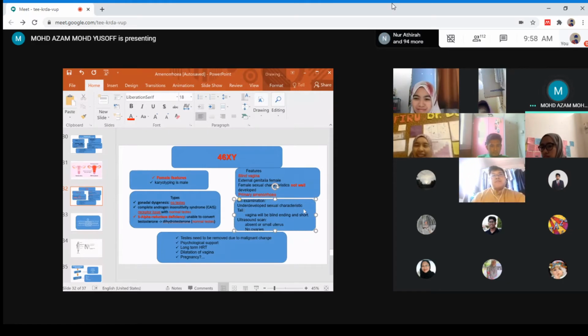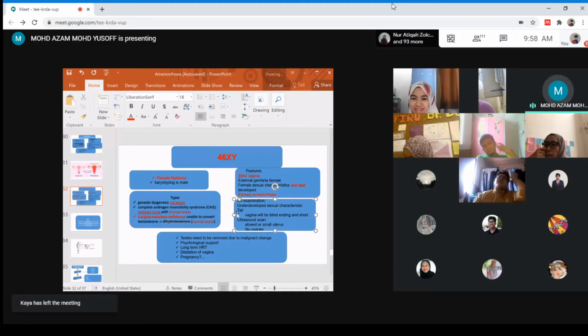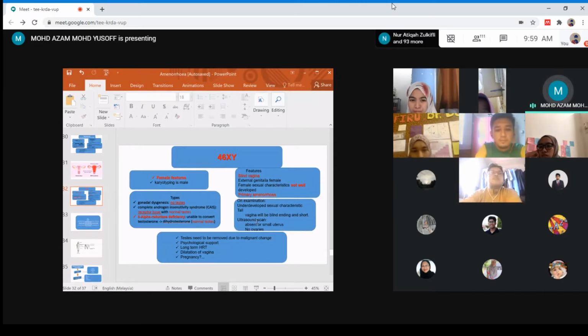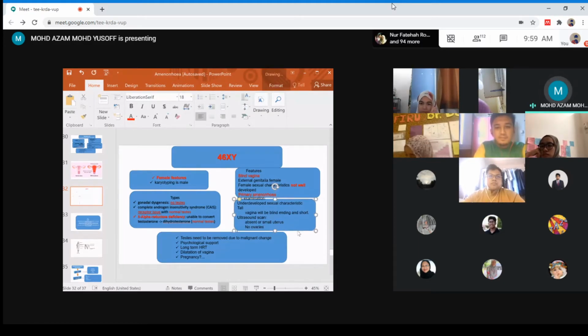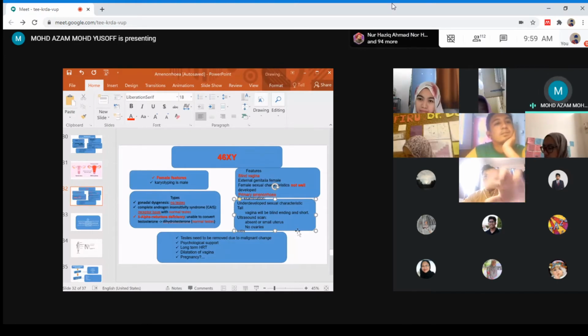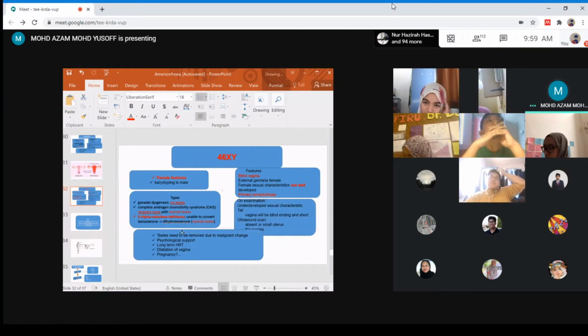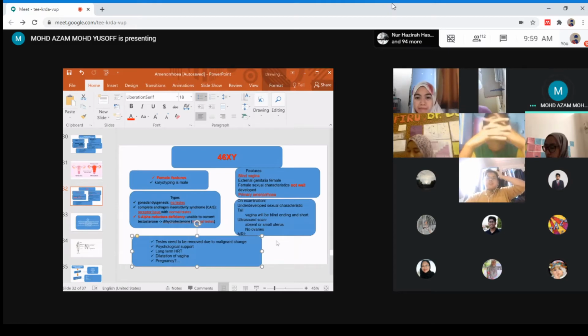So this is 46XY, and the vagina is blind. As I said, we repeat the same thing. On ultrasound, there is absence of a small uterus and ovary, and I think we need an MRI, right? To diagnose the outflow. We need the MRI.